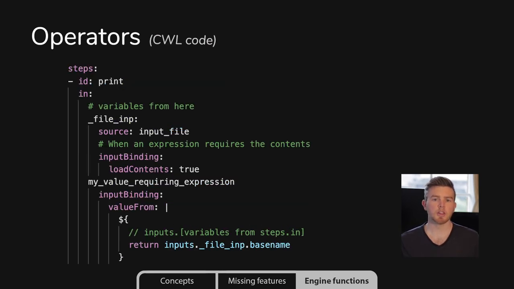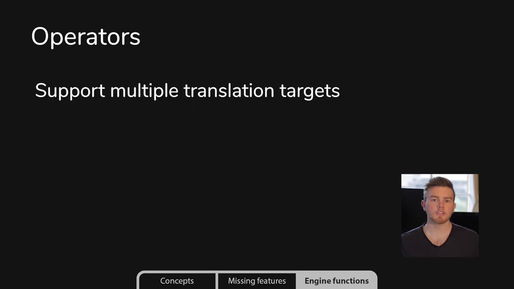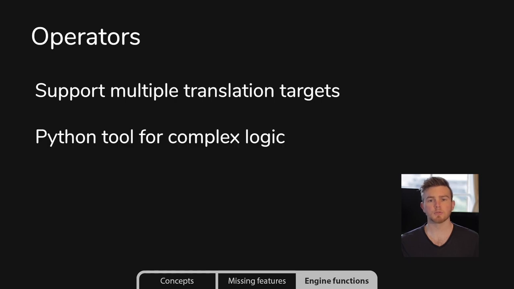In CWL, the JavaScript expressions only have access to the variables that you explicitly include, so we ensure that those variables are in the execution context and perform an appropriate variable substitution. We do some special handling for standard out and standard error, and ensuring loadContents is set to true where appropriate. This operator logic is designed to be abstract to ensure that we can support multiple translations in the future. We also have a Python tool for portable execution of more complex logic. These are some of the challenges we face when building the core of Janis.